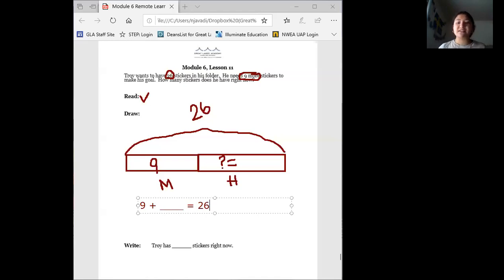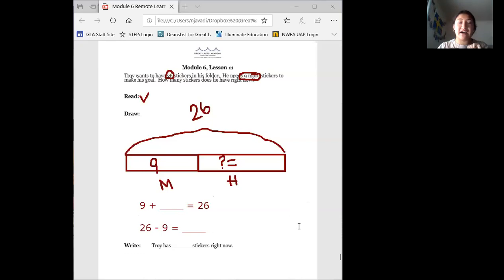In a subtraction number sentence, we always start with the, that's right, we always start with the total. So the total is 26, and we know one part of 9, and we don't know the other part. So scholars, you have 2 options. To help you solve, you can either count up from 9 all the way to 26, or you can count down from 26, counting down 9 times.